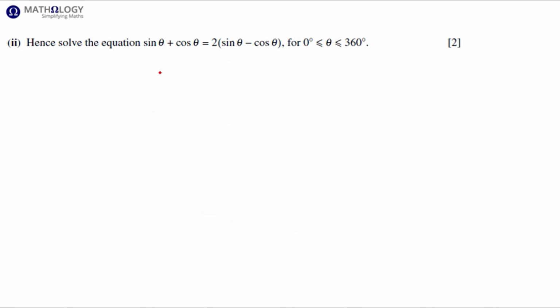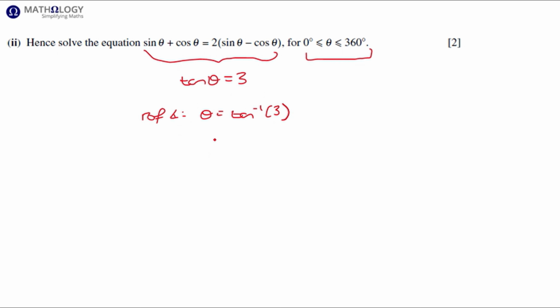Hence solve the equation sine theta plus cos theta equals 2 times sine theta minus cos theta for theta between 0 and 360 degrees. Now we've just shown that this expression here is equivalent to tan theta equals 3. That was the whole purpose of the previous question, was to establish a single trigonometric ratio from which you can solve for theta. So our reference angle theta equals shift tan 3. So theta equals 71 rounded up to a single decimal place, 71.6 degrees.